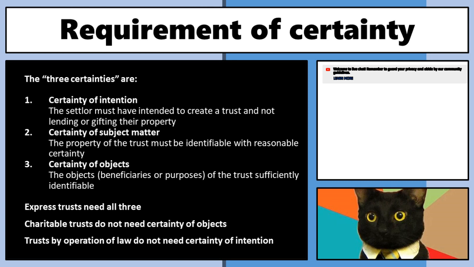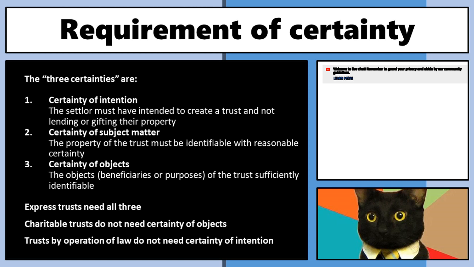Express trust needs all of them, and trust by operation of law, so in other words, these resulting and or constructive trusts, they don't have certainty of intention. In fact, they often arise where one or both parties do not want them to arise. It's actually the opposite of that.